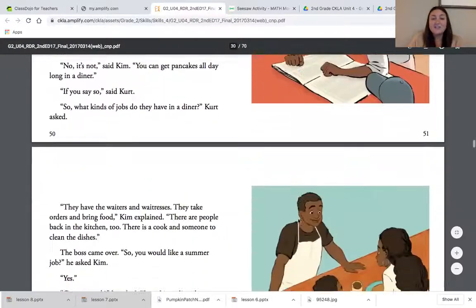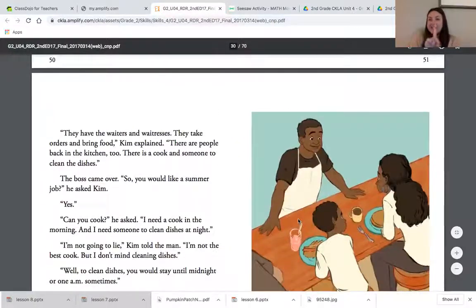We're gonna find out what kind of jobs they have at this diner. Take your finger, place it on my first word. It is the word "they." You might notice the quotation marks. Remember, every day we've been talking about how quotation marks mean that someone is actually saying something.